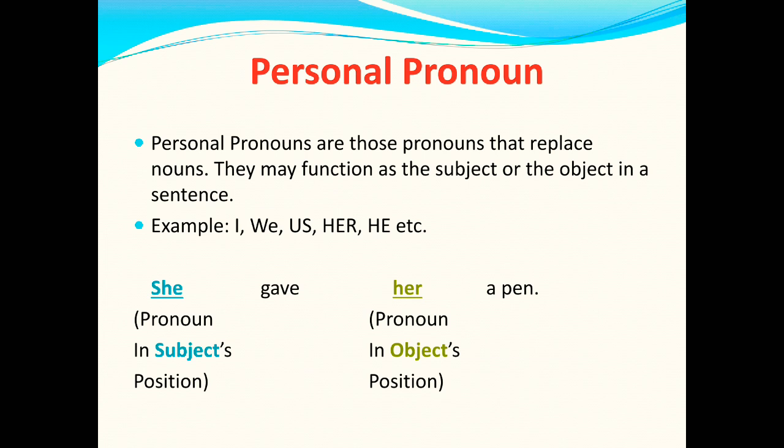Now look at this example. She gave her a pen. Here we can see there are two pronouns in the sentence, she and her. Now she is in subject's position and her is in object's position. So you can guess that according to the position of personal pronoun, there are two types of personal pronoun.